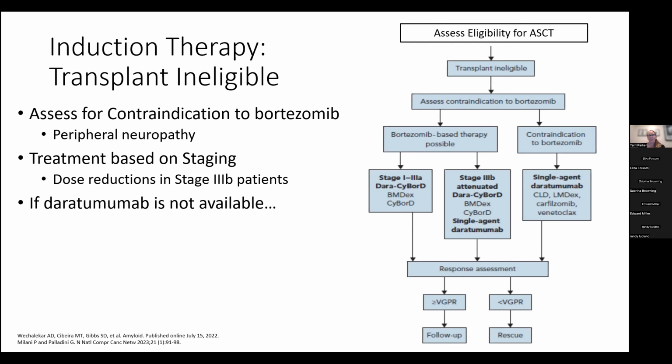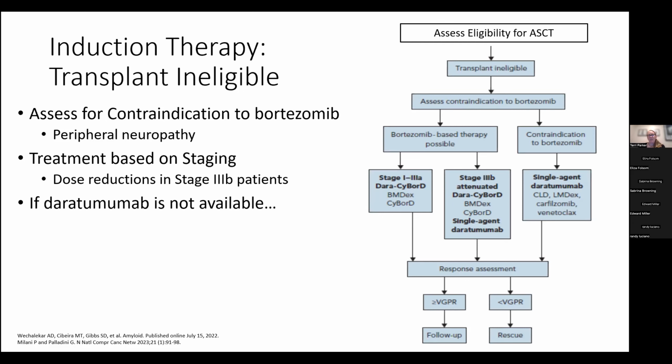However, we would dose adjust. Specifically, the dose of dexamethasone would be adjusted down to 20 milligrams maximum, and oftentimes we have to go lower. And the dose of bortezomib would be dose adjusted down to the lowest dose possible, which is 0.7 mg per meter squared, and that can always be dose escalated depending on tolerability.